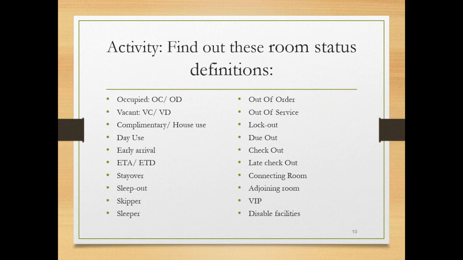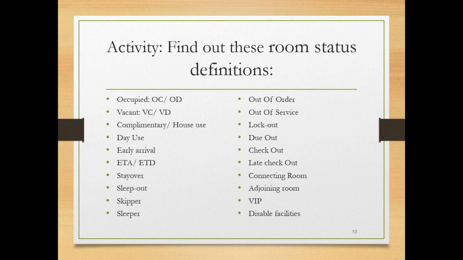And if the room is vacant, the guest has checked out already, or there is no guest inside the room. So it either can be vacant clean. Vacant clean means the green coded room. You can sell this room. Or it can be vacant dirty or VD. VD normally means that the guest just check out from the room. It is vacant because the guest already checked out, but it is still dirty. So housekeeping needs to clean this room. You cannot sell this room until it is clean.